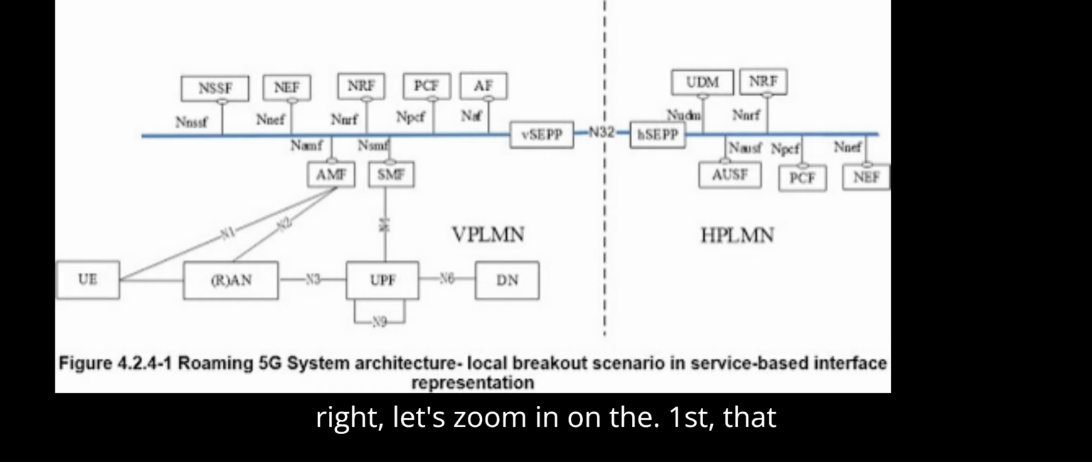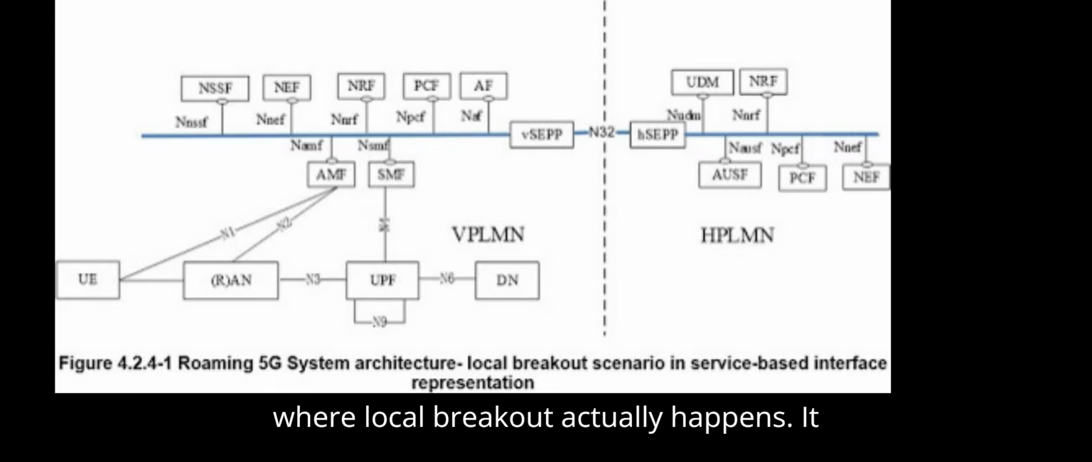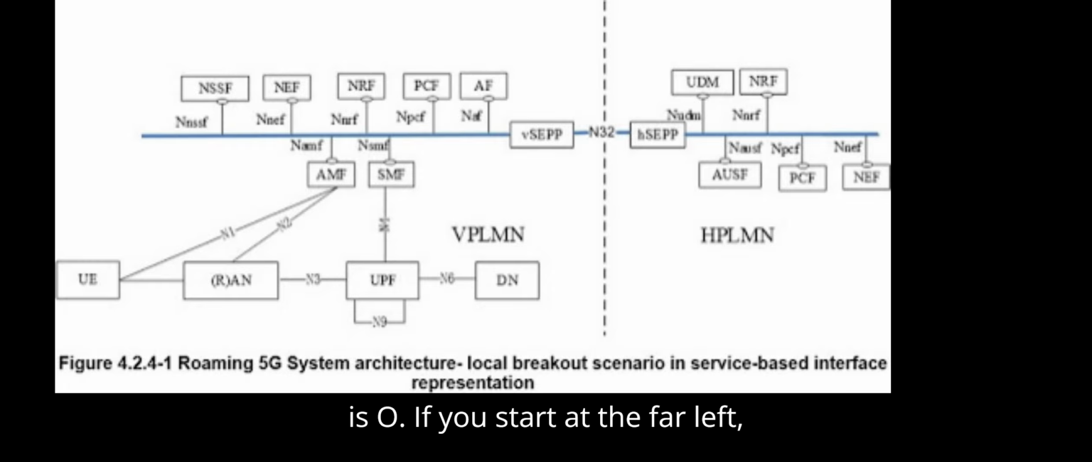All right, let's zoom in on the muscle first, that user plane at the bottom, because this is where local breakout actually happens. It is. So if you start at the far left, you see the UE. User equipment. My smartphone.